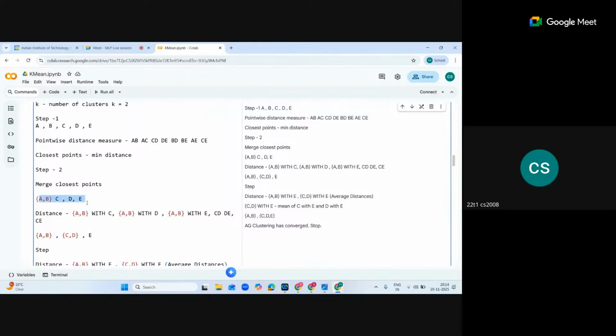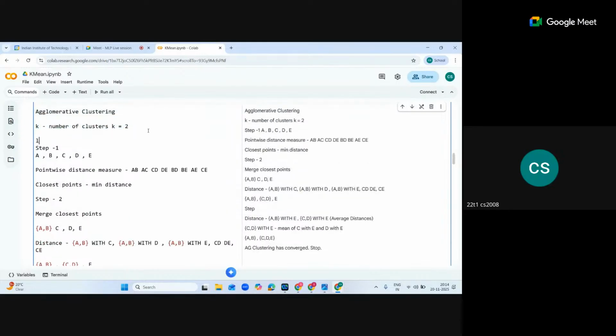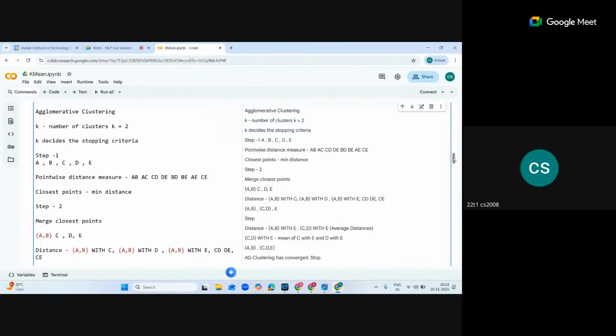So the stopping criteria is very important. It depends on how many clusters you want. This parameter decides the stopping criteria, so I'll just write that k decides the stopping criteria. If it is 3, let's run that as well. In the first step, all the distances are computed, the least distance was AB, so AB got merged. So we have 1 here, 2 here, 3 here, 4 here.